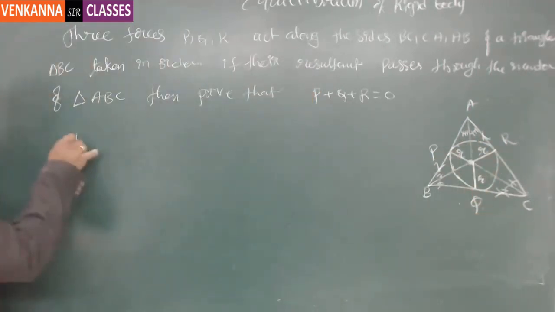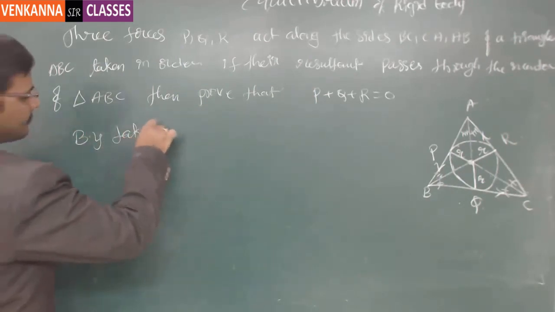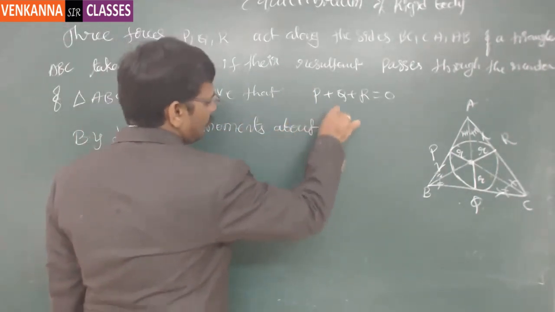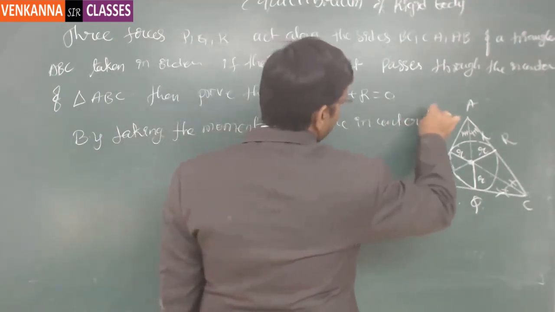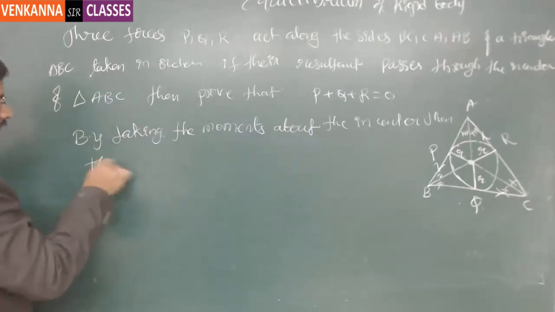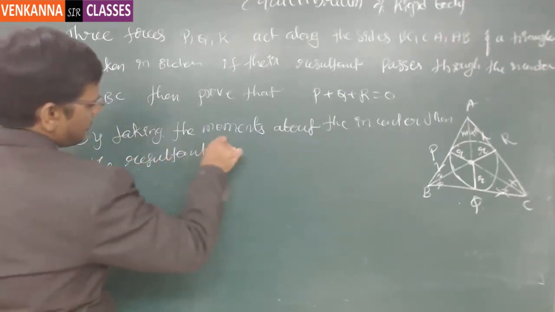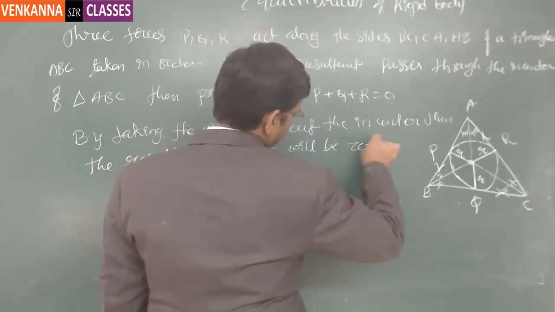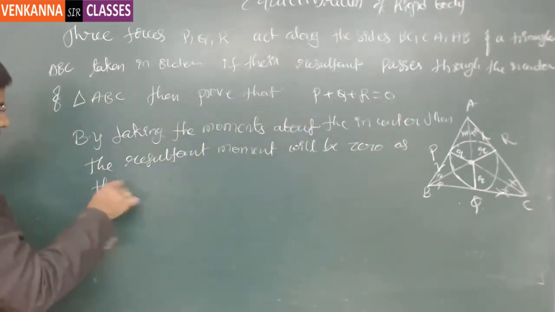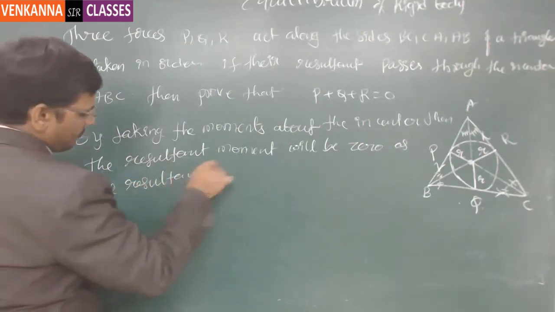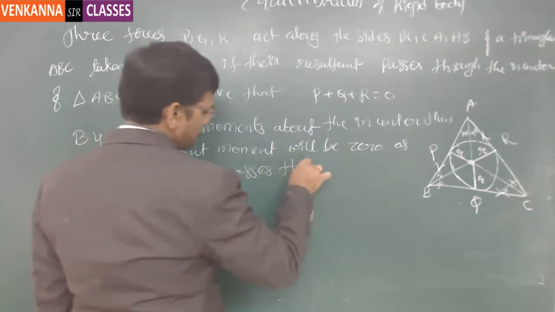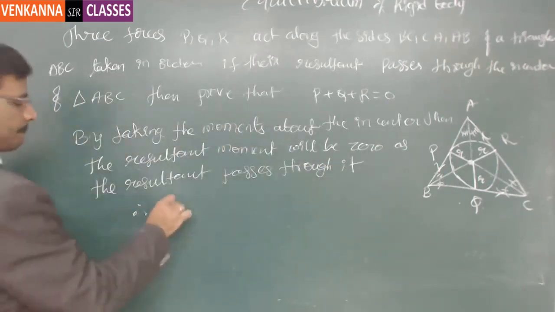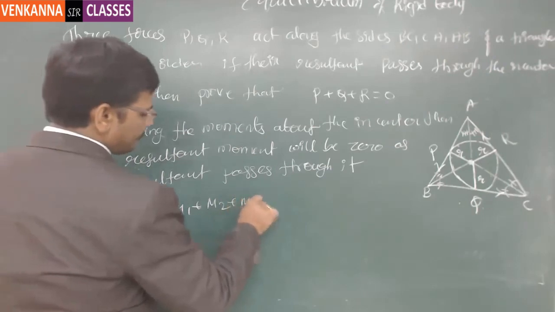So by taking the moments about the incenter, the resultant moment will be 0 as the resultant passes through it. Therefore M1 plus M2 plus M3 is equal to 0.